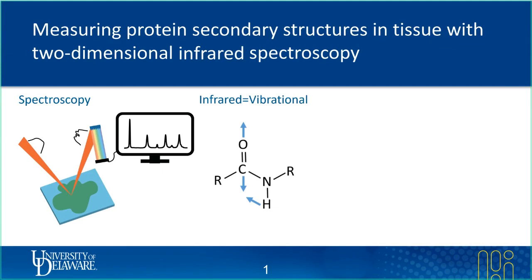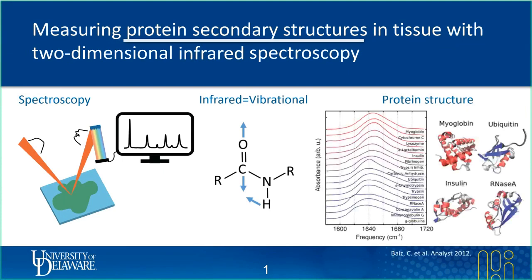That all gives us information about protein secondary structure, and this is all commonly known, so you can go through the literature and see matches of crystal structures with this amide 1 peak and how it shifts and tells us about protein structure. And so, when we talk about measuring vibrational spectroscopy of protein structures, what we're really talking about is how we can measure how that changes with a disease state.